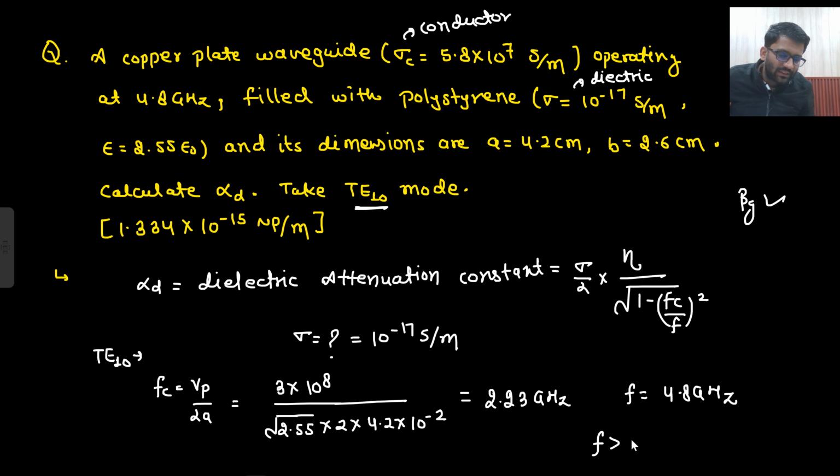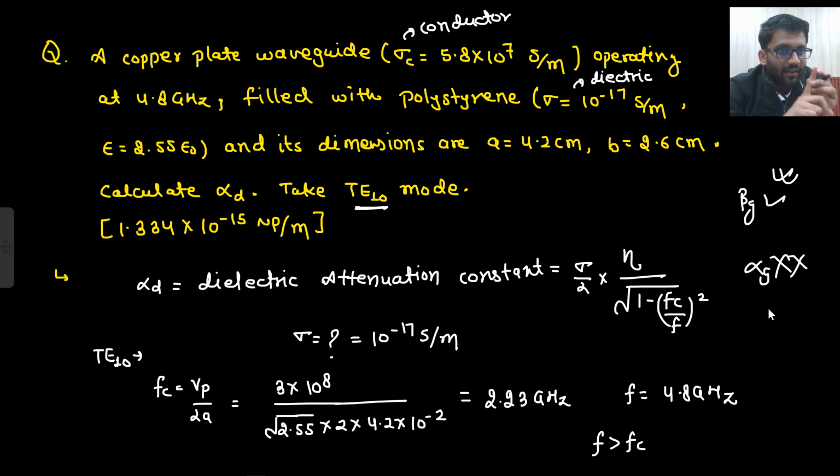Here what you can see is that F is greater than Fc. If F is greater than Fc, that means beta g is there. That means alpha g will not be there. Certainly alpha g will not be there. But this alpha is coming into action because of the losses. This is not alpha g. Are you getting this point?